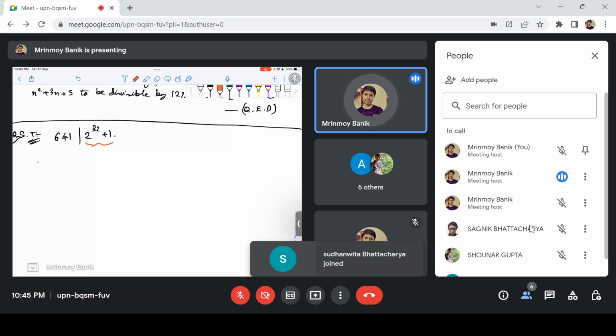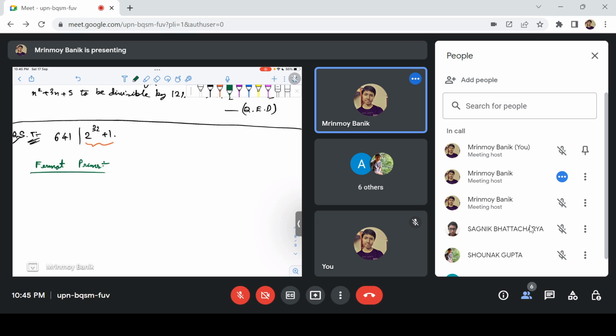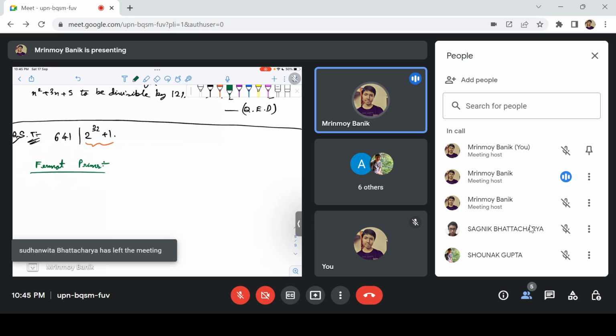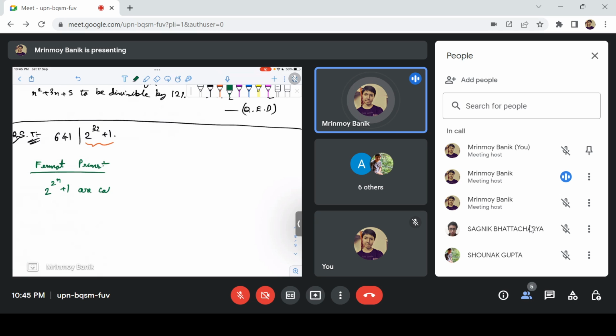So what are the Fermat numbers? Fermat primes. So numbers of the form 2 power n plus 1 are called Fermat primes.